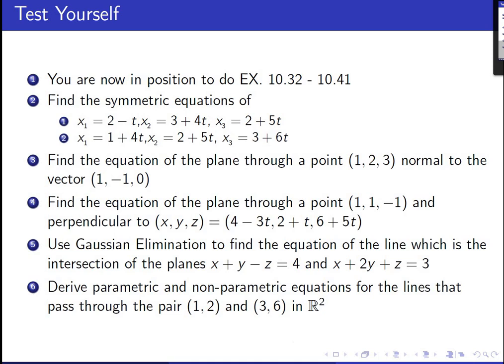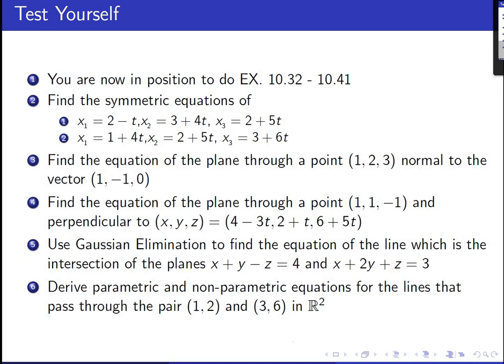Given the work that we have already covered so far, you can actually attempt exercises 10.32 to 10.41 in your textbook, which is the Mathematics for Economists textbook by Simon and Blume. So you should find those exercises in Simon and Blume.